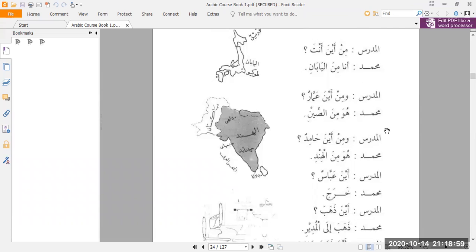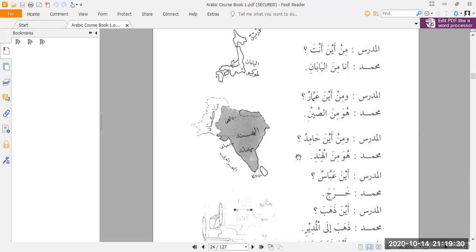The conversation moves further. Al-mudarrisu, wa min ayna Ammarun? The teacher then asks, and where is Ammar from? Muhammad is the one who replies to the teacher each time, and he says, Muhammadun huwa min as-Sini. Huwa min as-Sini. As-Sinu means China. So huwa min as-Sini, he is from China. So al-Yabanu, Japan, as-Sinu, China.